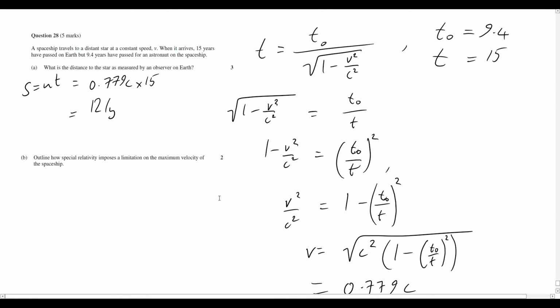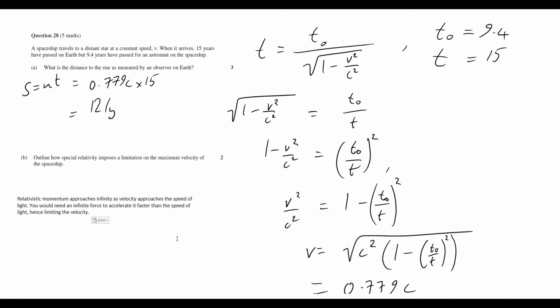It says, outline how special relativity imposes a limitation on the maximum velocity of the spaceship. So what we know about special relativity is that we have a few different equations that dictate the momentum, the time, and the length of the object undergoing relativistic motion. So when we examine the momentum equation, what we realize is that the relativistic momentum approaches infinity as the velocity approaches the speed of light. So what that means is that you'd need an infinite force to accelerate it faster than the speed of light, and that is what limits the velocity.